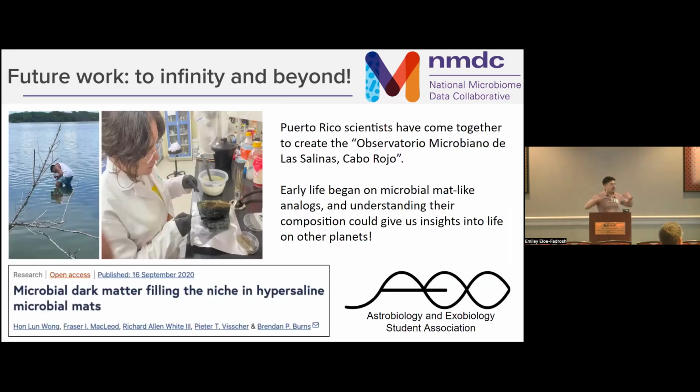And now this has kind of evolved into more work for me, because Carlos Rios was like, well, we have all these other data sets. And I was like, well, let's start writing them up, man. Like, let's do this. We can do this. And so they have these microbial mats from the Observatorio Microbiano de Salinas in Cabo Rojo. It's like an observatory that they built. They collect these metagenomes to try to use these as analogs for early life.